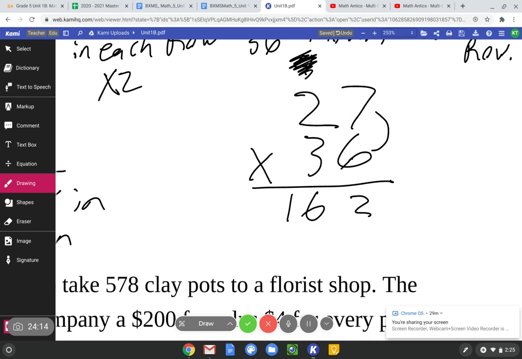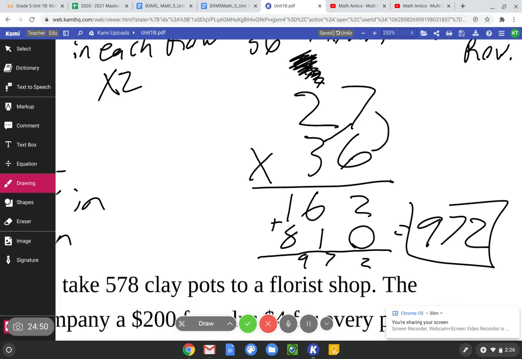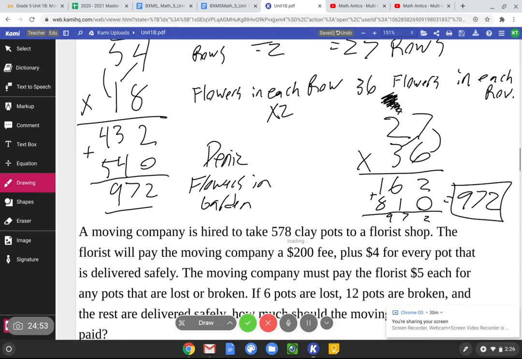Now, let's do the tens spot. We put a 0 as our placeholder since we're in the tens. 3 times 7 equals 21. That 2 is going to be in the way, so I'm going to put it in the added. 3 times 2, that's 6, plus 2 equals 8. So let's add these different product values. That equals 972 flowers.